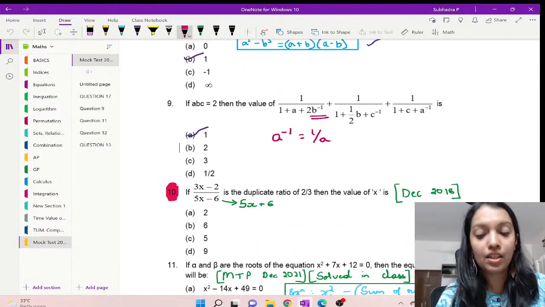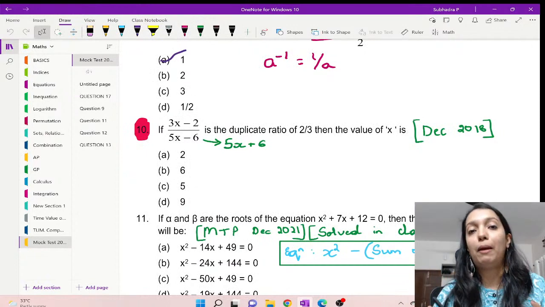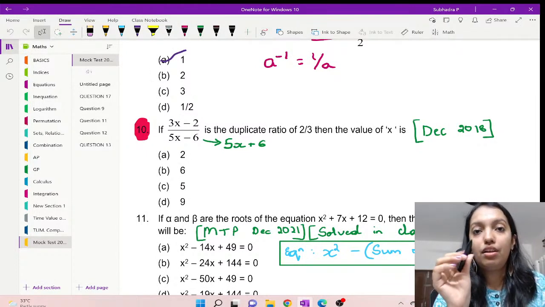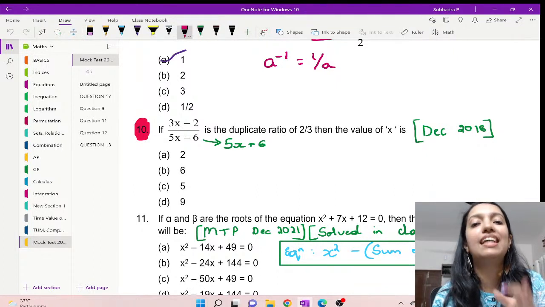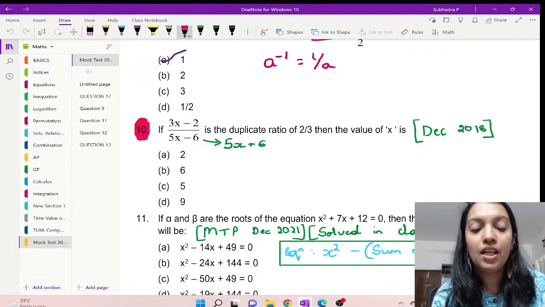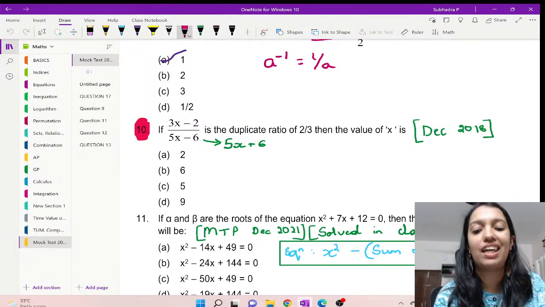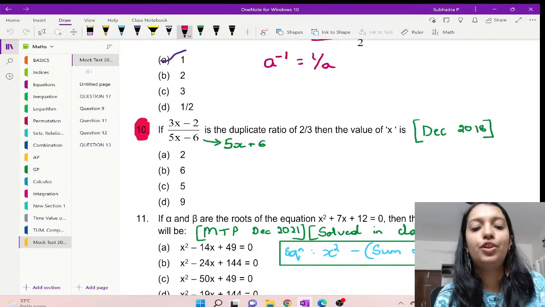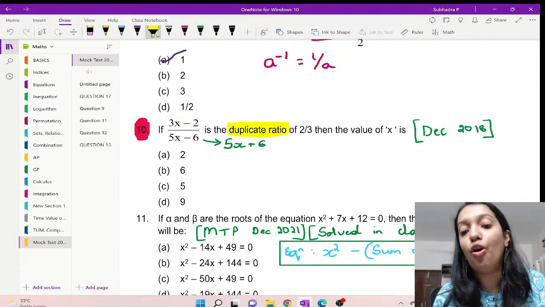is 1. Coming to next question, 10th question. Now the mock test paper 10th question has a mistake. There is an error. Rectify that mistake because this question is similar to December 2018 examination question. In the denominator, it is not 5x minus 6, rather it is 5x plus 6. Change it, you will get the answer. 3x minus 2 divided by 5x plus 6 is the duplicate ratio of 2 by 3.